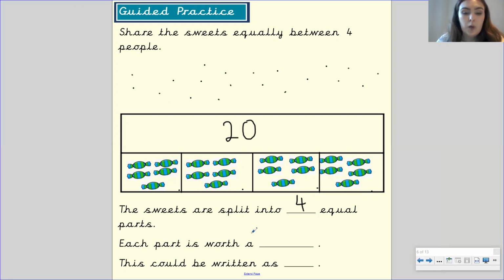Each part is worth a what? Pause the video to have a think. Well done. Each part is worth a quarter. And this can also be written as 1/4, like that. So a quarter of 20 is 5.